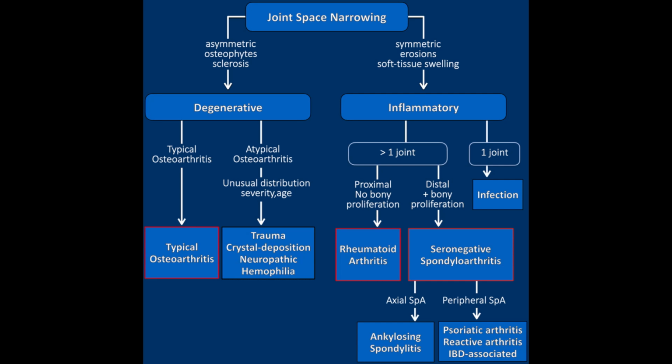Welcome back, everyone. Today we're going to talk about arthritis, specifically how to approach joint space narrowing on imaging. Step 1. The big picture. When we see joint space narrowing, our first task is to figure out whether the cause is degenerative or inflammatory.